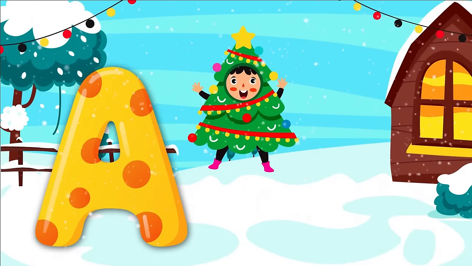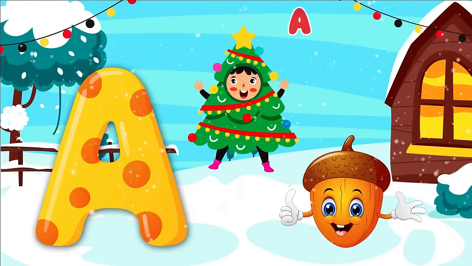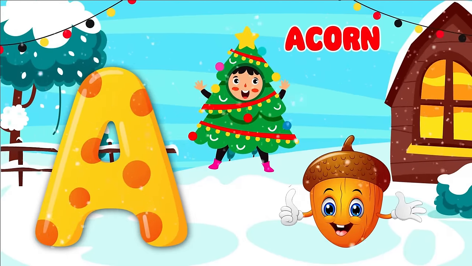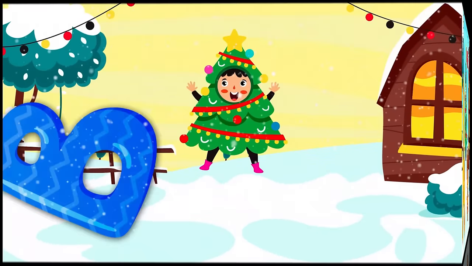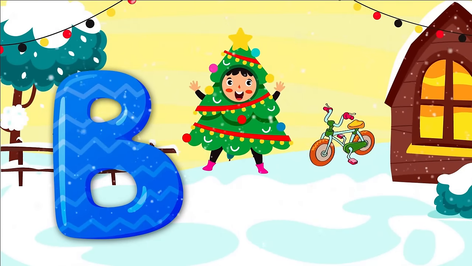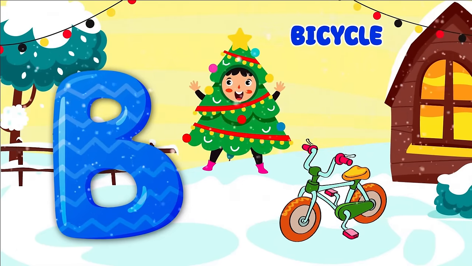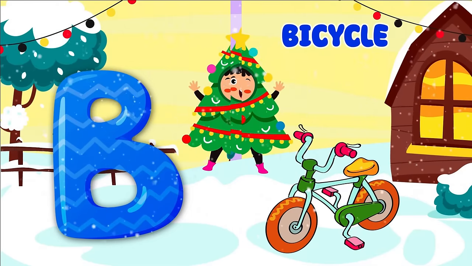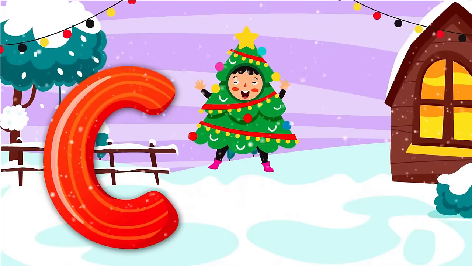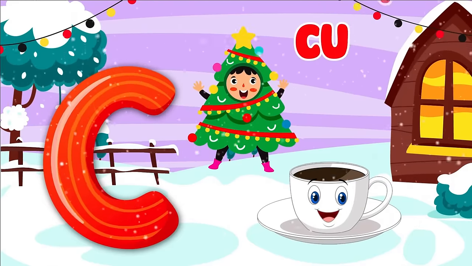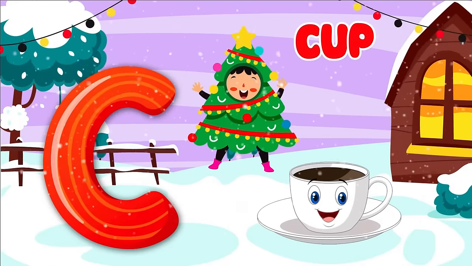A. Acorn. A is for acorn. B. Bicycle. B is for bicycle. C. Cup. C is for cup.